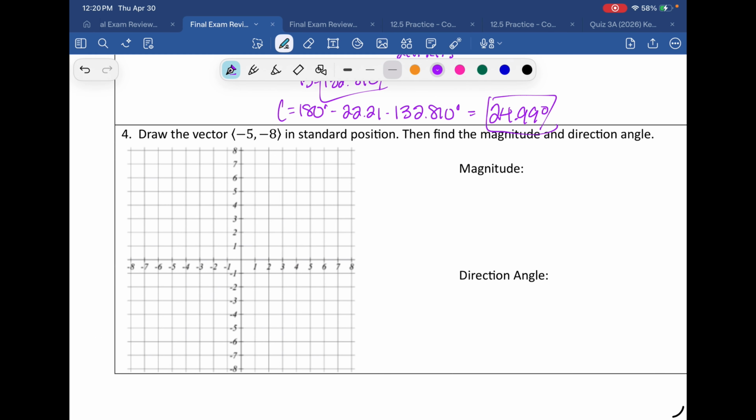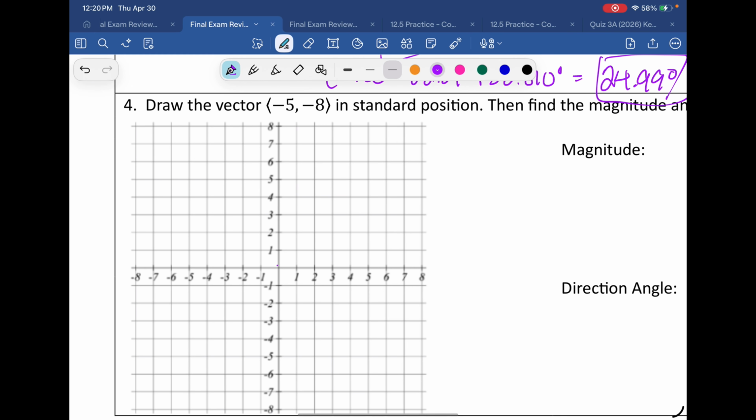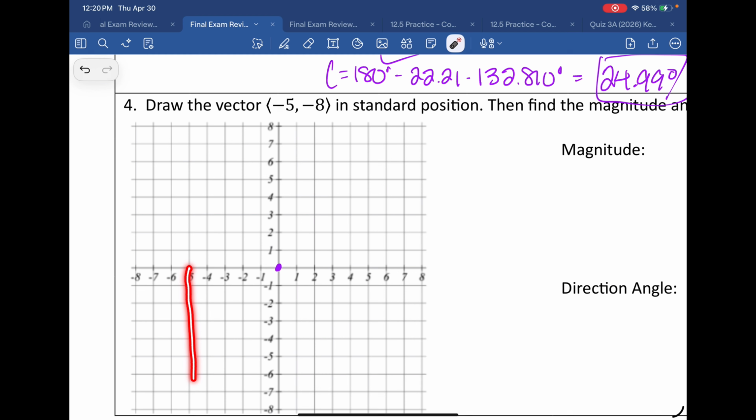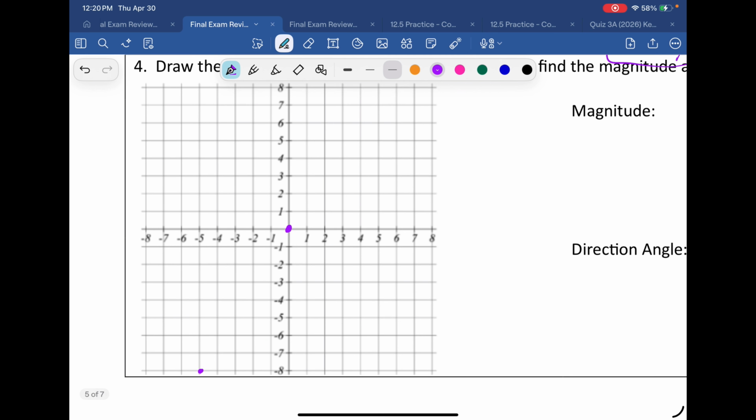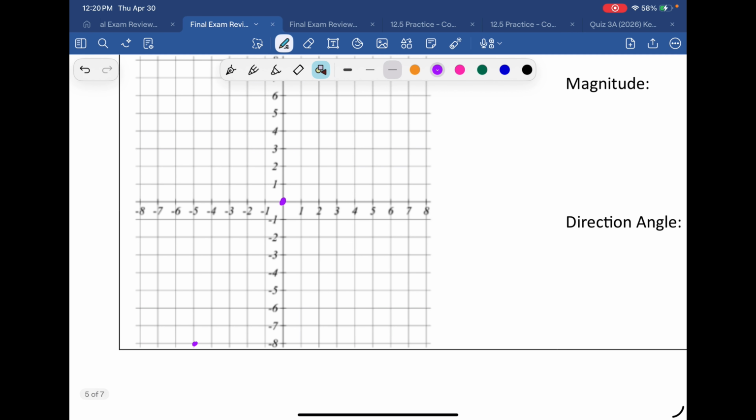Okay, draw the vector -5, -8 in standard position. Means it starts on the origin. -5, that's the horizontal component, so I'm going to go left 5. -8 is the vertical component, so once I'm here, I'm going to go down and that point right here. So there's my standard position.